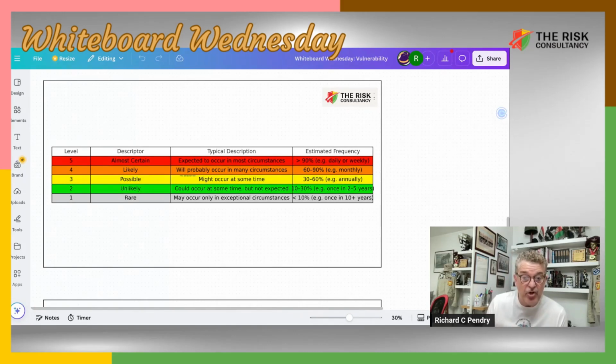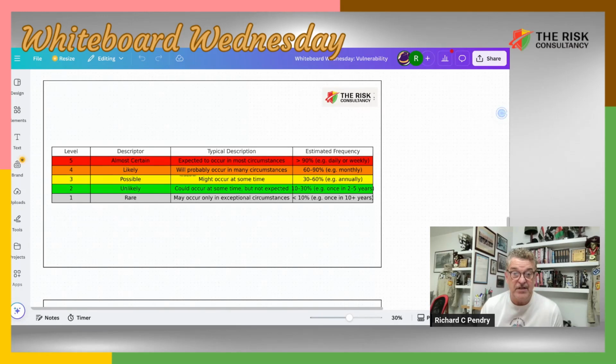We're looking at may occur only in exceptional circumstances, and it's got under 10% chance of happening. Estimated frequency, 1 in 10 years. And then as we go up the scale, we've got unlikely, we've got possible, we've got likely, and then almost certain. Over 90% chance of that occurring on a daily or weekly basis.